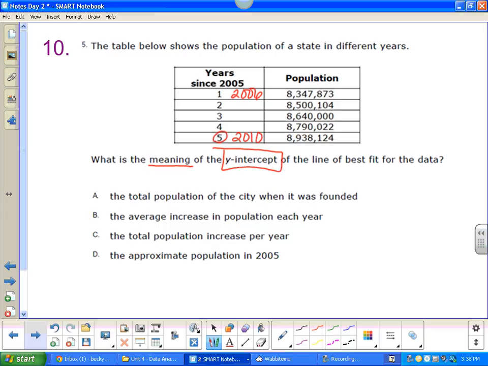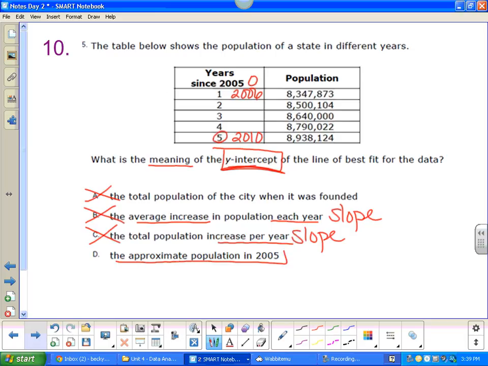Well, is it the total population of the city when it was founded? Well, I don't know that because I don't know when it was founded. But my y-intercept here would be when X is 0, so 0 is going to be when it was 2005. I have no idea when the city was founded. The average increase in population each year, that's a slope explanation. And I'm looking for the y-intercept. The total population increase per year, again, that is a slope explanation. And I'm looking for a y-intercept. So it has to be D, but let's look at it. The approximate population in 2005, and that's going to be my starting value. So absolutely, that is my y-intercept.